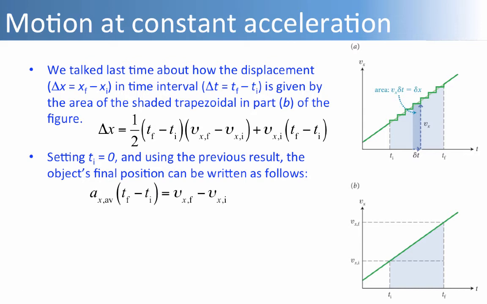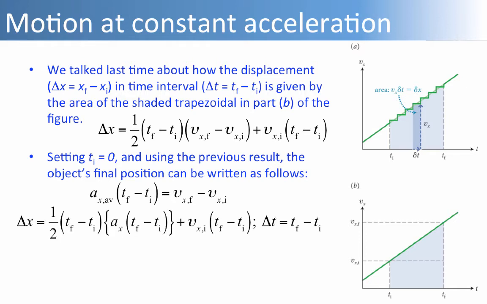So we're going to use the result we had before and derive the final position of the object. On the previous slide, we rewrote a sub x times t final minus t initial equals v x final minus v x initial. So let's substitute that into the expression above. And so here's where it appears. We're substituting for the change in velocity right here. We've kept the rest the same. And instead of lugging around t final minus t initial, we'll just write that as delta t.